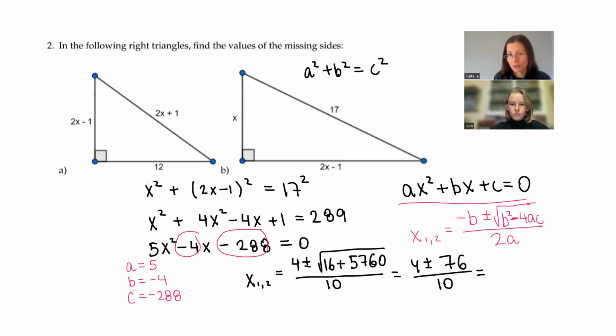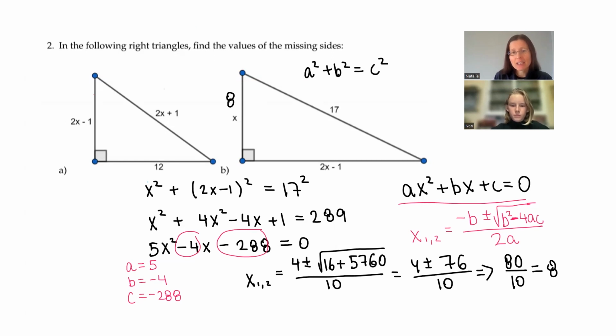Let's find the solutions. So we'll have 76 plus 4, because we need a positive side, since this is geometry. We can't have a negative value for a side. So we'll have 80 over 10. So 8 is equal to x. That's right. We'll only take the positive side value. And we know that this side is exactly x, 8.